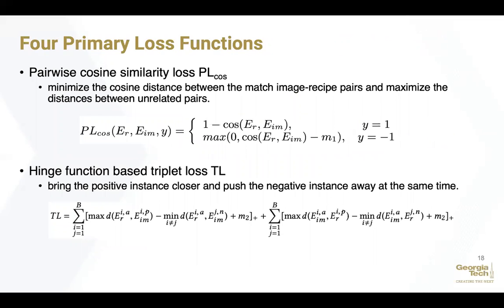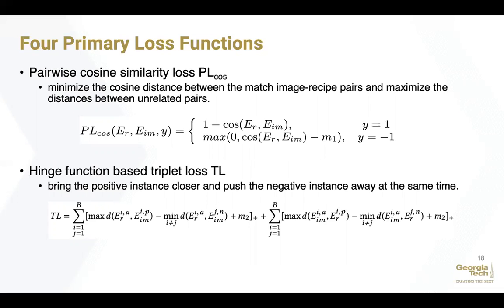The pairwise cosine similarity loss is used to minimize the cosine distance between the matched image-recipe pairs and maximize the distance between unrelated pairs. Some recent works found the triplet loss is much more effective to optimize the joint embeddings, since it can bring the positive instance closer and push the negative instance away at the same time, while pairwise loss can only consider a pair of instances at a time.